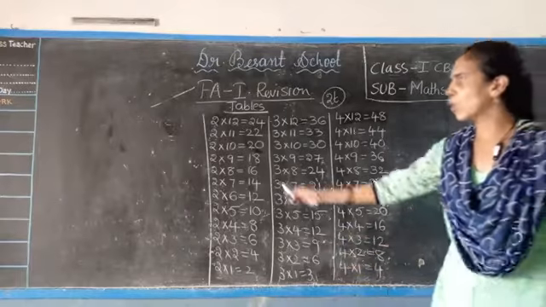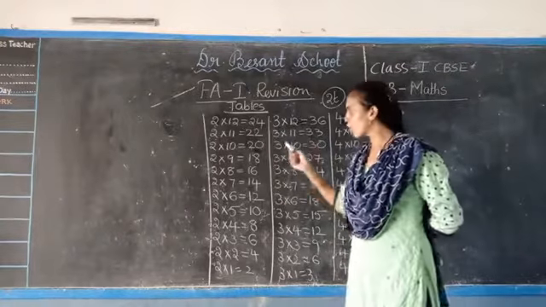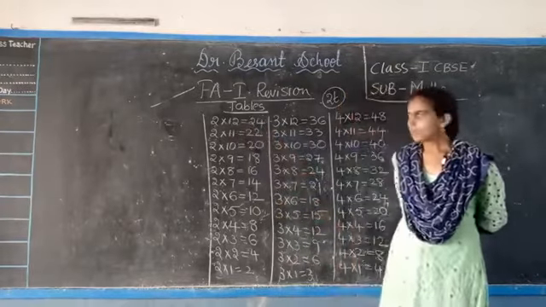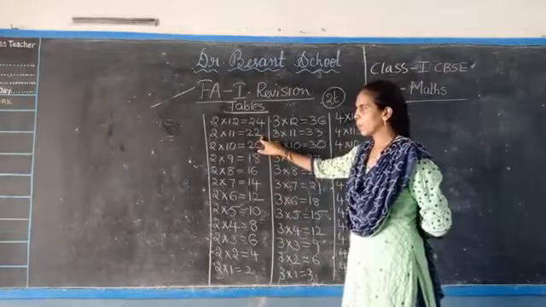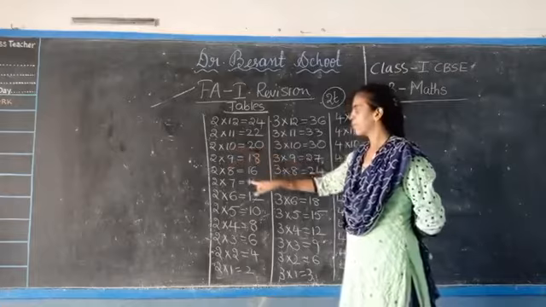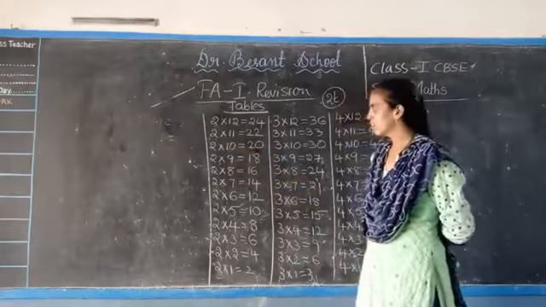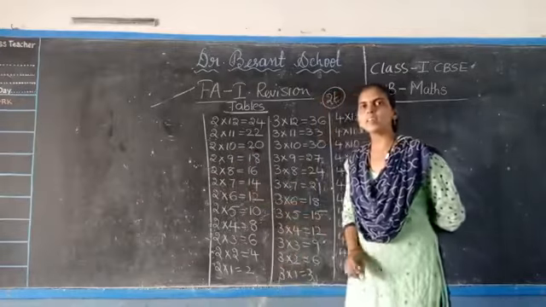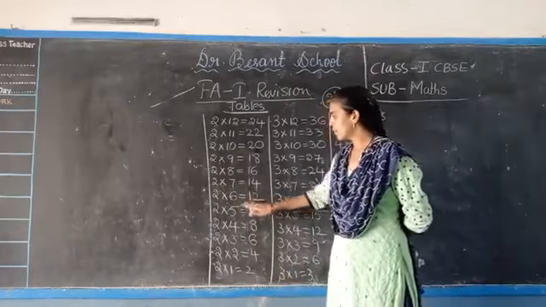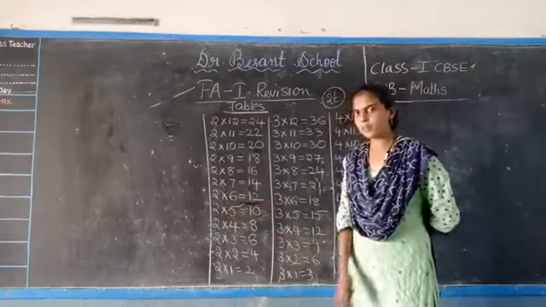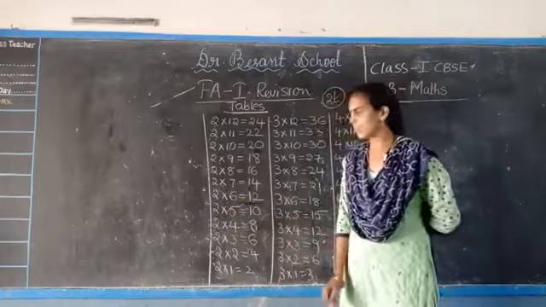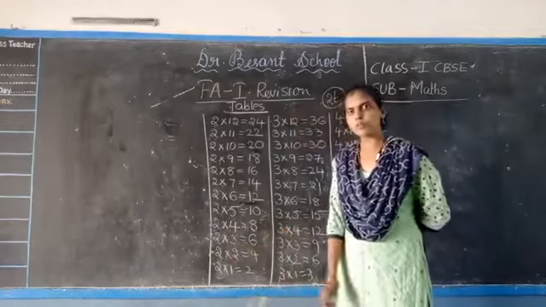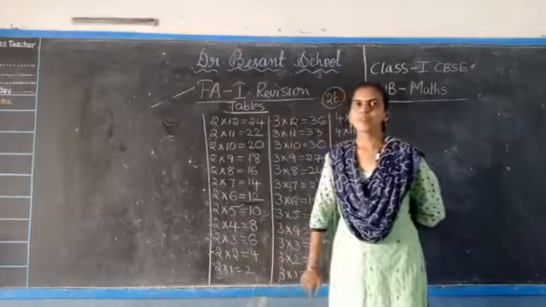2 12s are 24. Stop writing. You can pause the video and copy it. Please read after me. 2 12s are 24. 2 11s are 22. 2 10s are 20. 2 9s are 18. 2 8s are 16. 2 7s are 14. 2 6s are 12. 2 5s are 10. 2 4s are 8. 2 3s are 6. 2 2s are 4. 2 1s are 2.